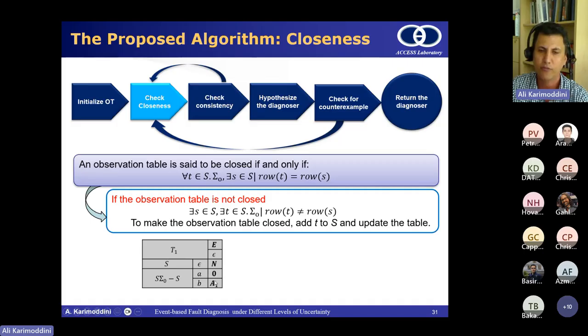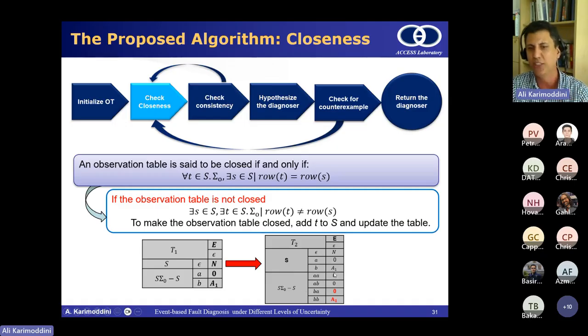If the table is not closed, what do we do? We make it closed. How? We add these two rows to the first part, and all concatenations of these events are added to the second part of the table. In that way, we are making the queries.